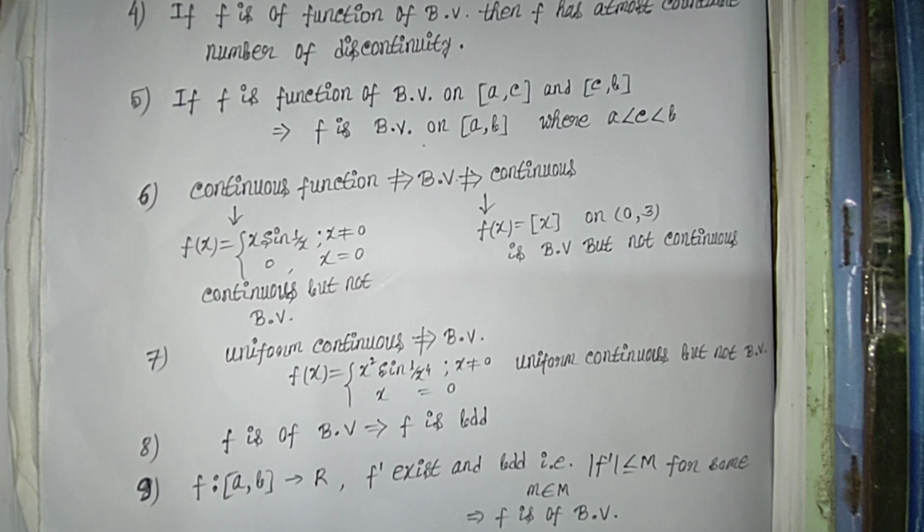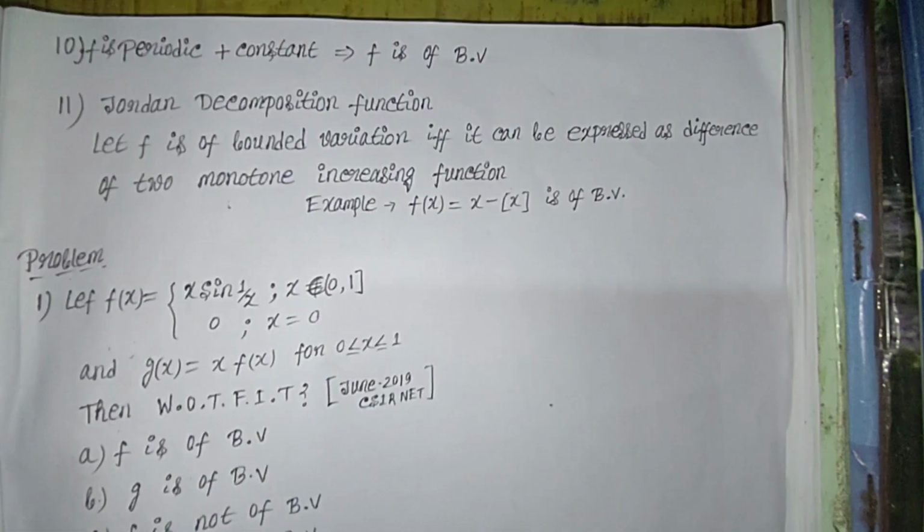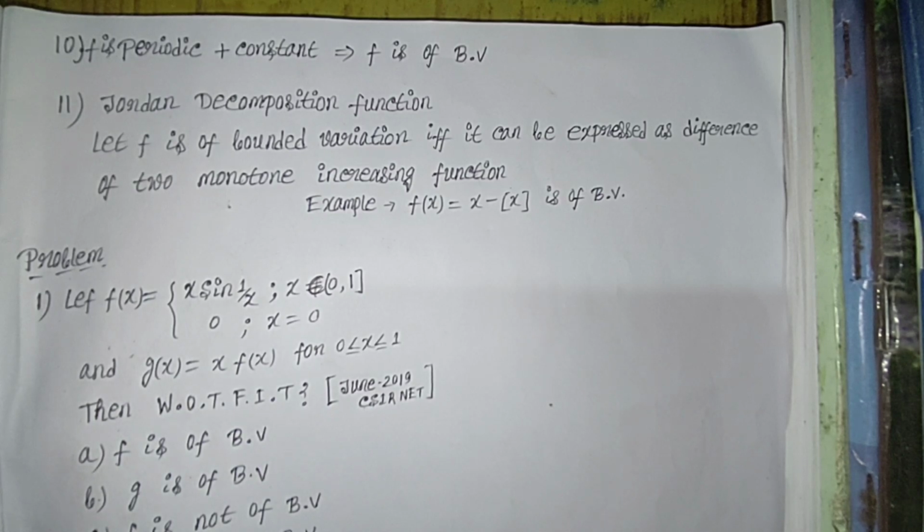Property 9: f: [a, b] → R, if f' exists and is bounded, then f is of bounded variation. Property 10 says that if f is periodic plus constant, then f is of bounded variation. And property 11, the Jordan decomposition, says that f is of bounded variation if and only if it can be expressed as a difference of two monotone increasing functions.